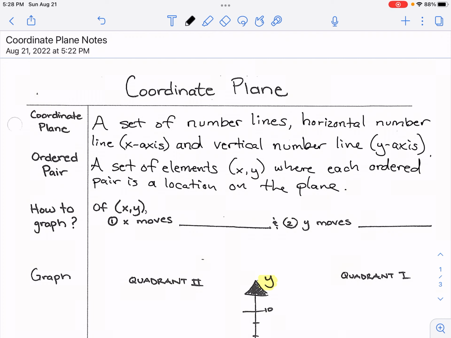So we're given a value for x and y. We're not going to have variables typically. We'll have numerical values, numbers. The value for x moves left and right, and the y value moves up and down.